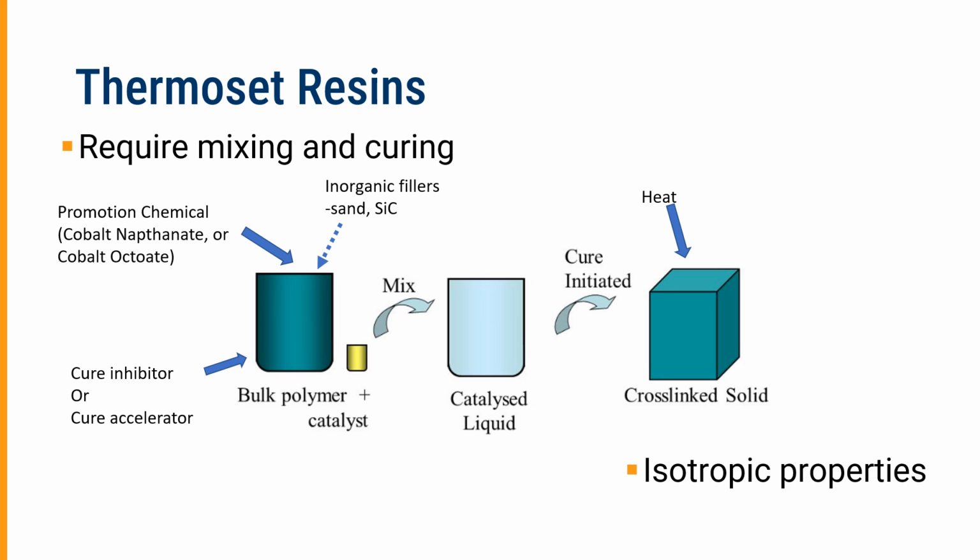But once the cure is initiated, you have a limited period of time to mix it with reinforcement before it forms a cross-linked solid. Without reinforcement, this normally has isotropic properties. So essentially, this is a material that has the same properties in all directions.